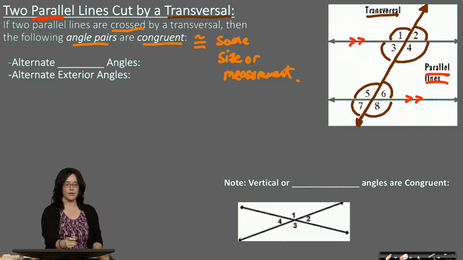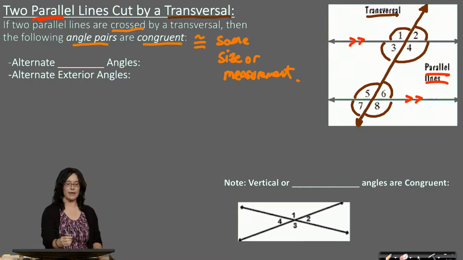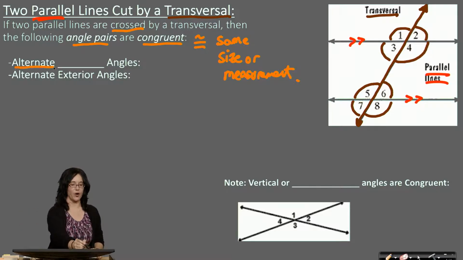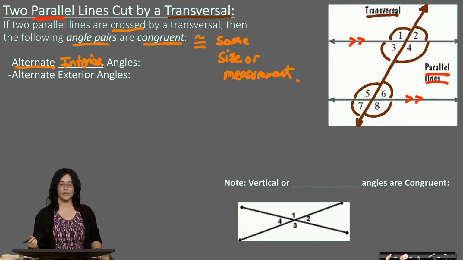So when we see here that we have these 4 different angles at each intersection, so a total of 8 angles that are formed, we're going to name them according to where they are in the place of the picture here. We're going to first talk about the pairs which are alternating, so switching, and they are interior angles. Interior is my first blank here. So what do I mean by alternating or alternate interior angles?